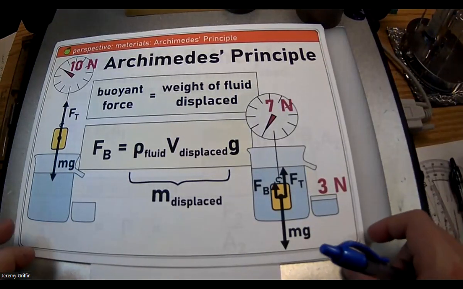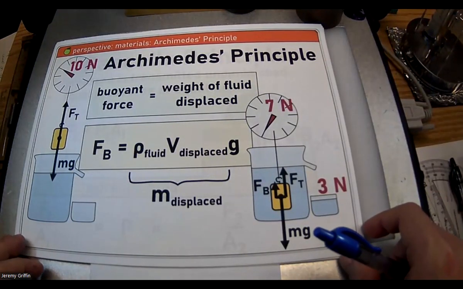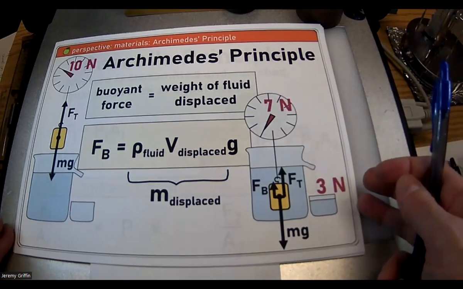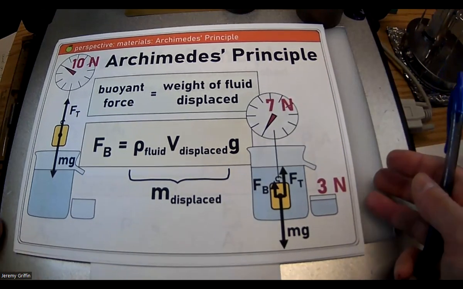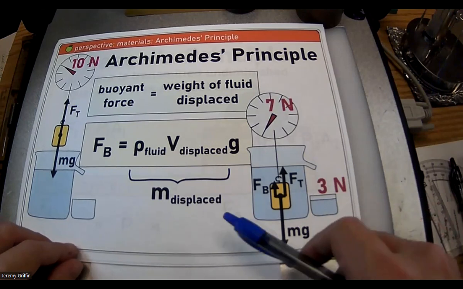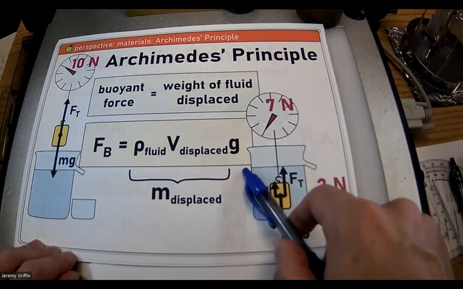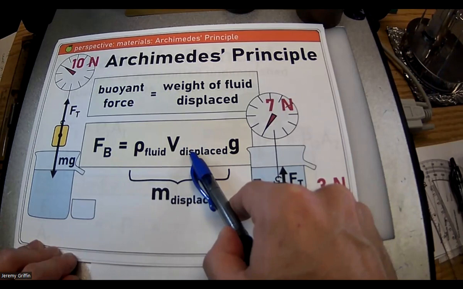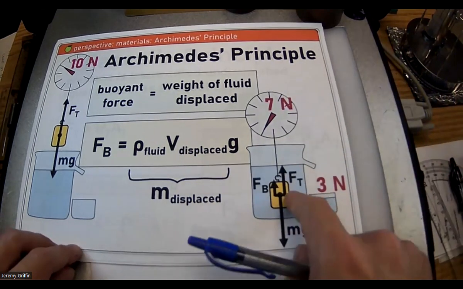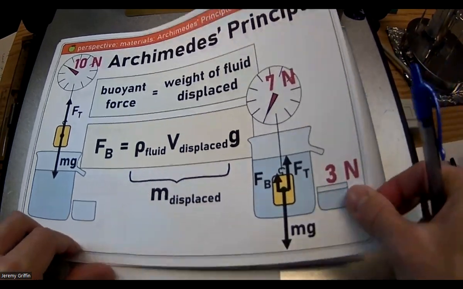Archimedes principle. You guys did a whole lab yesterday that involved Archimedes principle, right? So the weight of fluid displaced, which you can further break down into this: density of the fluid times the volume displaced times the gravity field. That's the upward buoyant force. Okay.